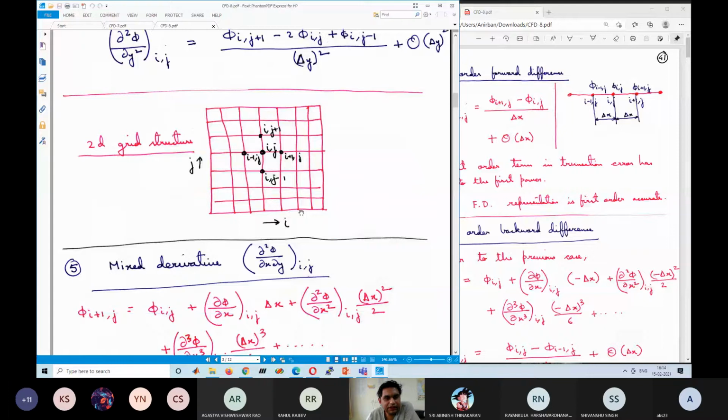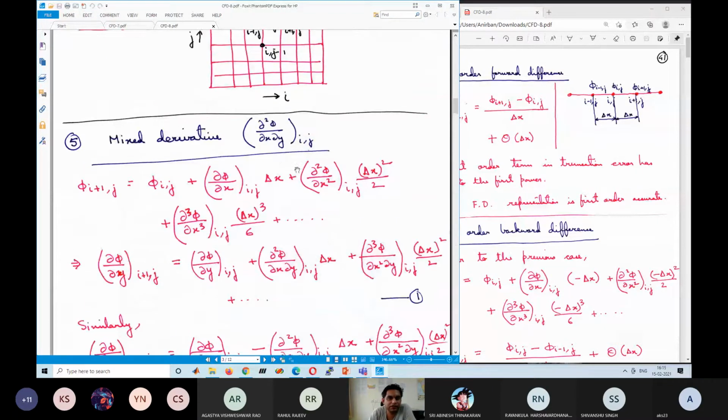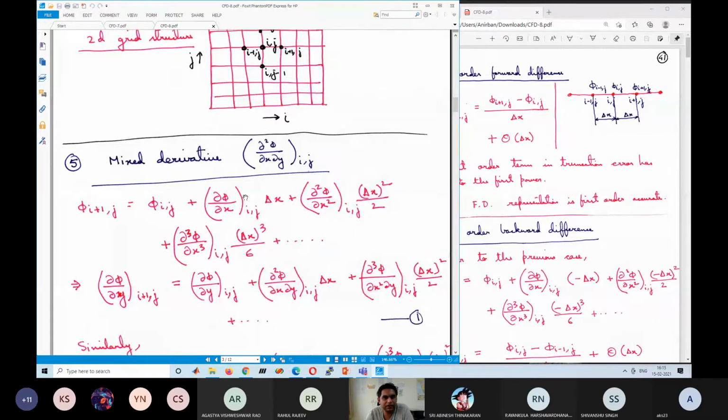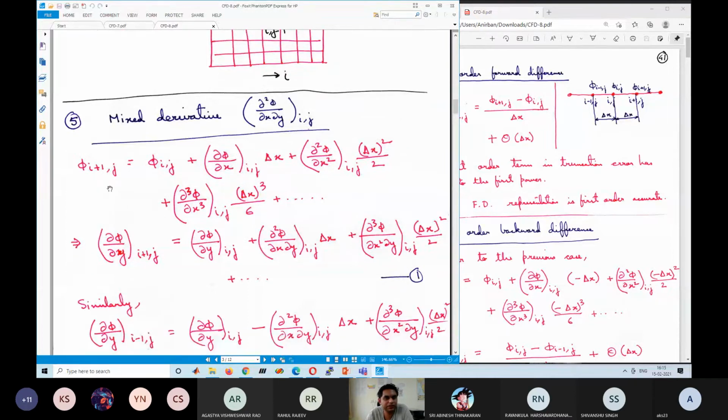The last derivative that is left is the mixed derivative, del square phi del x del y at i j. All the other types of derivatives you should now be able to represent using finite difference equations. Only the mixed derivative is left, and deriving it is slightly more lengthy, meaning more steps are involved. It is not difficult, it's just more steps. So let us take a look at that. Again, we will write the Taylor series expansion.